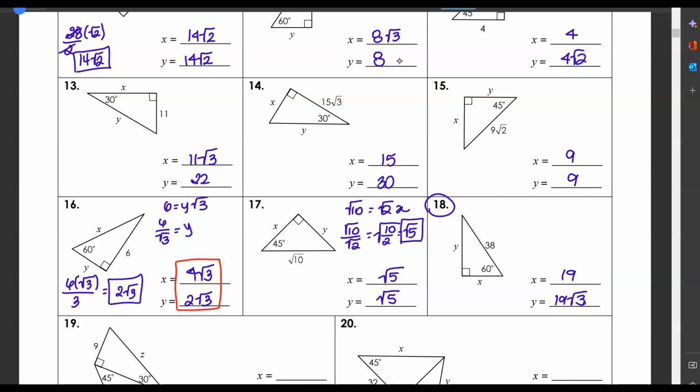Now for number 17, it did require us to remember a little bit of our algebra. So we have the square root of 10, right, is going to be equal to root 2 of x, because this is our hypotenuse.